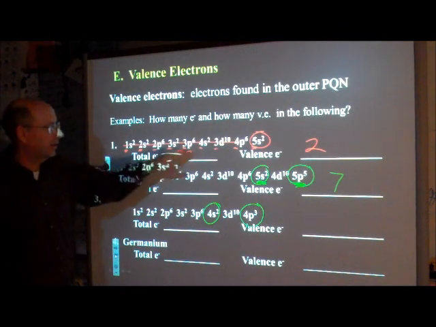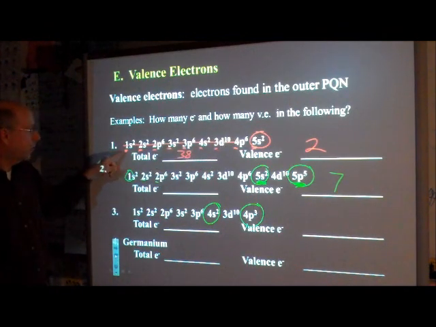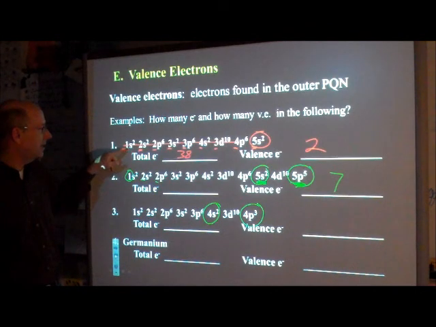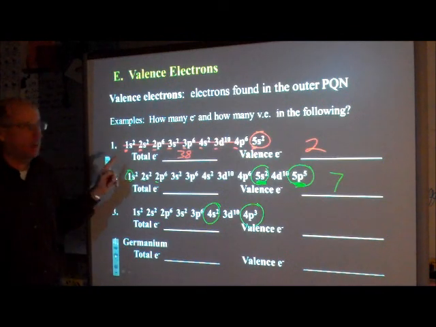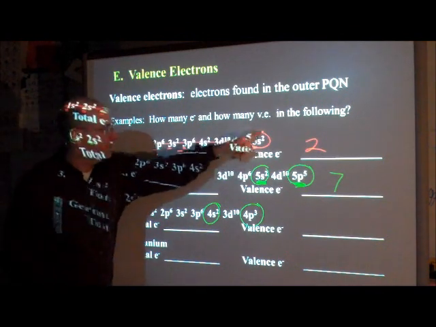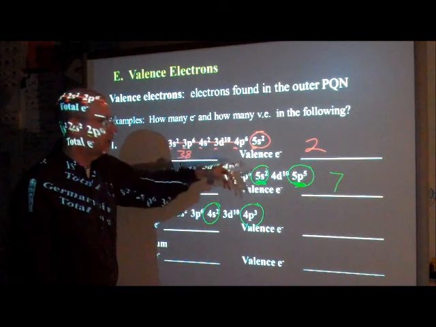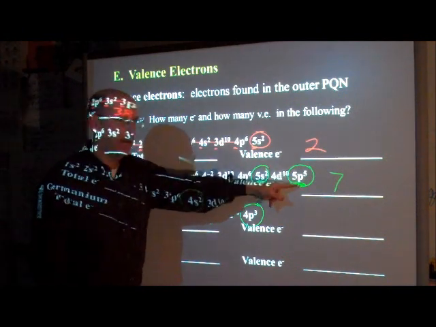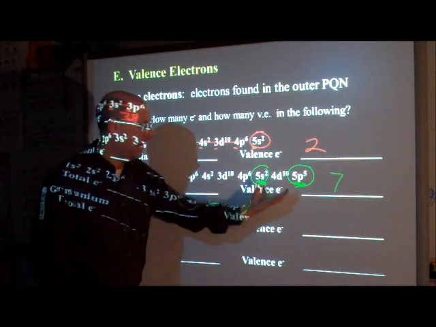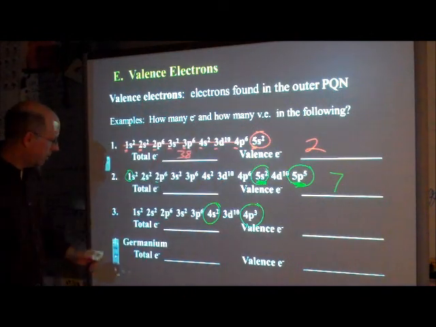So write out your electron configuration, find the biggest principal quantum number. So 1s2, the 1 is the PQN. Find the biggest number there and find all the electrons that are found in that biggest PQN. Sometimes there's just 1 sublevel, like the 5s2. And sometimes there's 2 sublevels, like there's a 5s2 and the 5p5 in this case. If that's the case, add all the electrons together. And that was today's lesson.